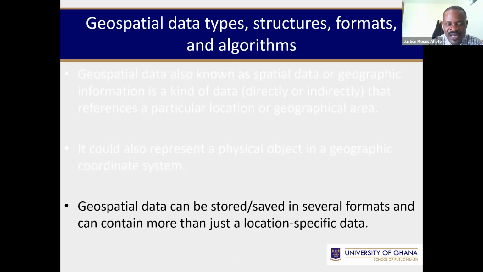Just as we store other forms of data and retrieve them later on for use, geospatial data can also be stored or saved in several formats. And this can contain more than just location-specific data. This is where attributes and other objects can also be added.